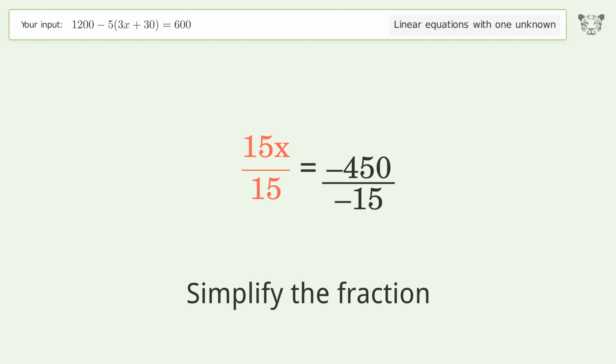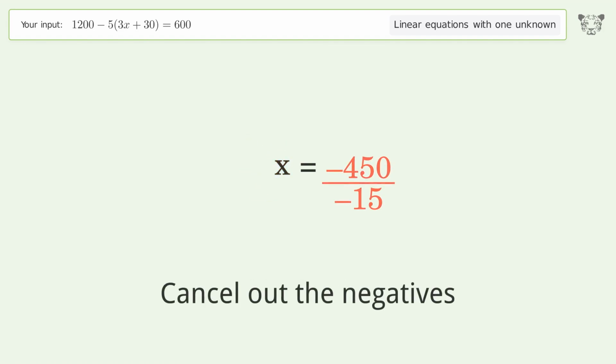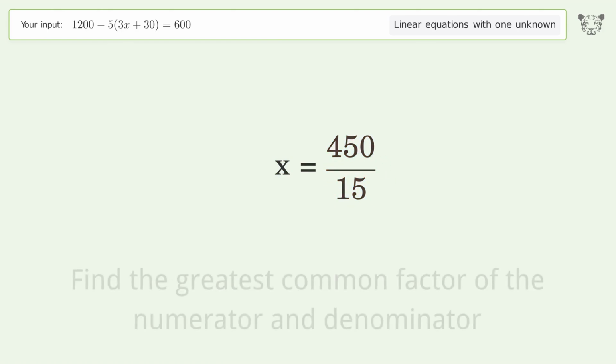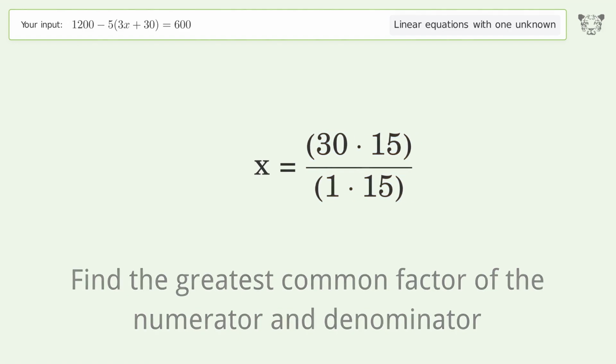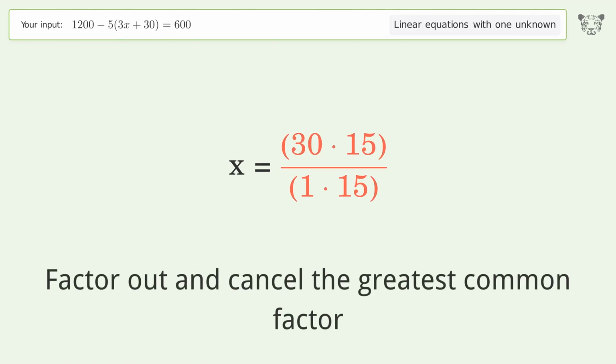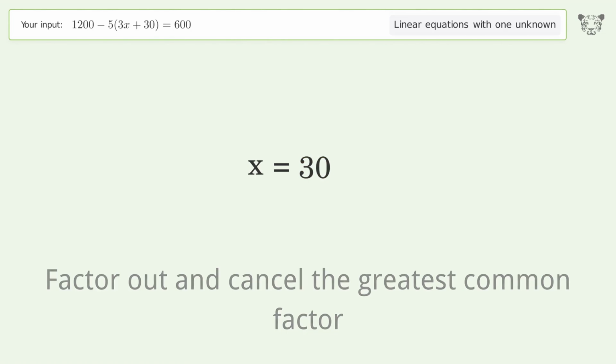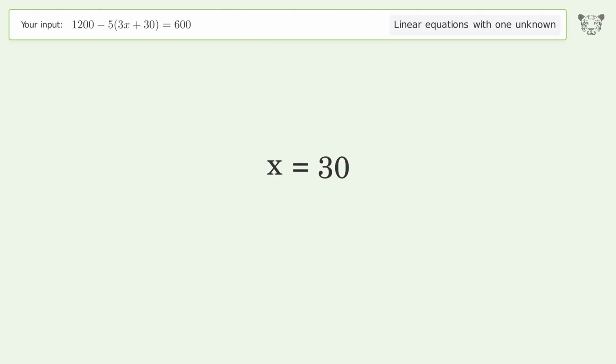Simplify the fraction. Cancel out the negatives. Find the greatest common factor of the numerator and denominator. Factor out and cancel the greatest common factor. And so the final result is x equals 30.